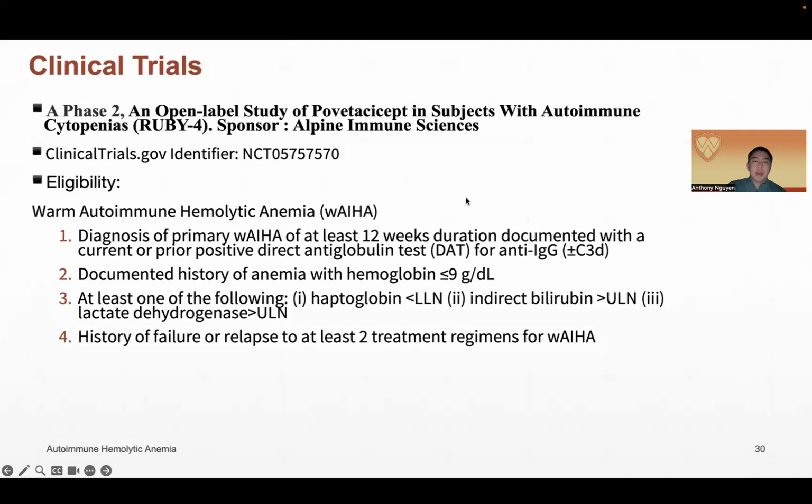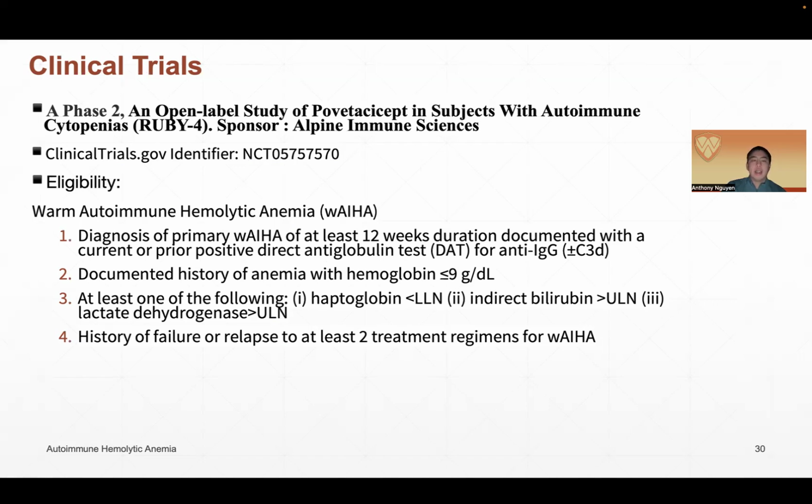Another study is a phase 2 study looking at a drug called povetacicept in patients with warm autoimmune cytopenias. And it's called the Ruby 4 trial. And this study includes patients with ITP as well as cold agglutinin disease as well as warm autoimmune hemolytic anemia.